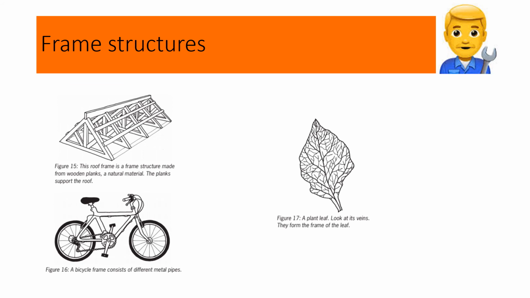Here are more examples of frame structures. The roof frame, the bicycle and the leaf. They are all frame structures.